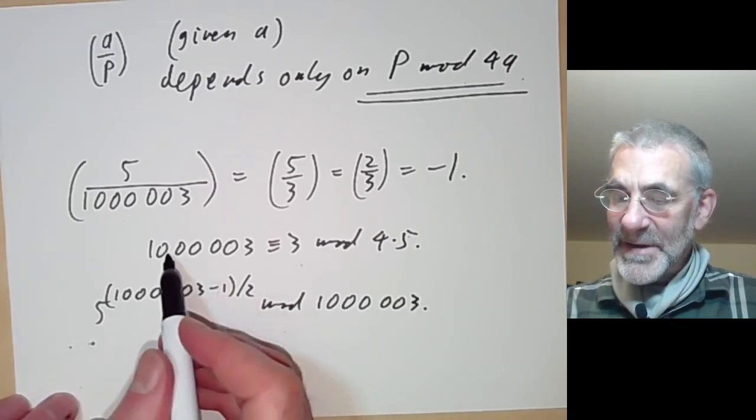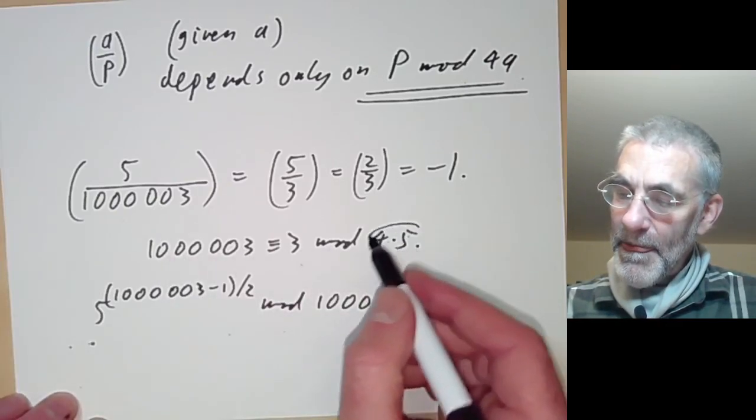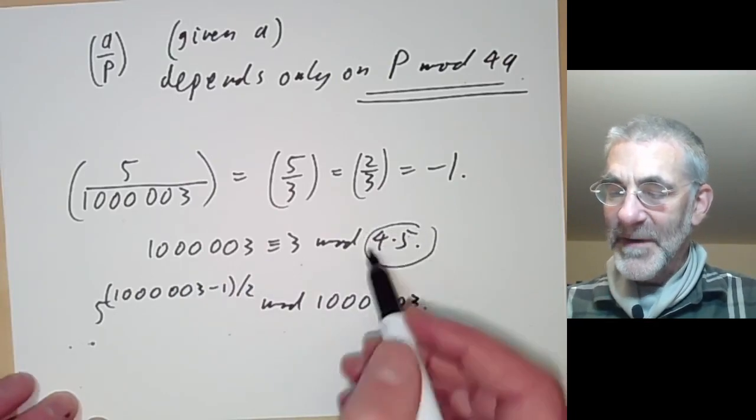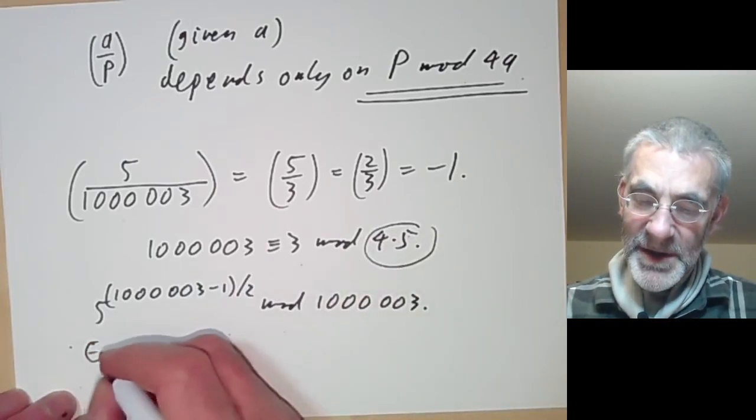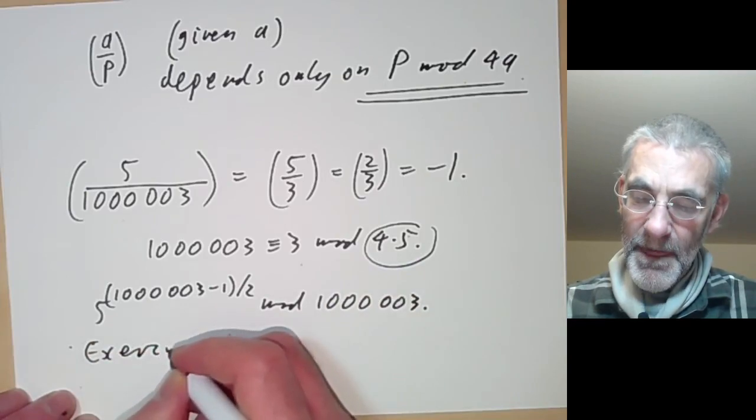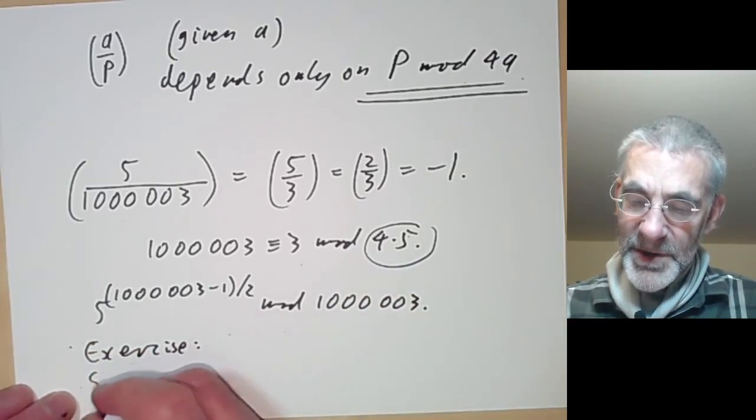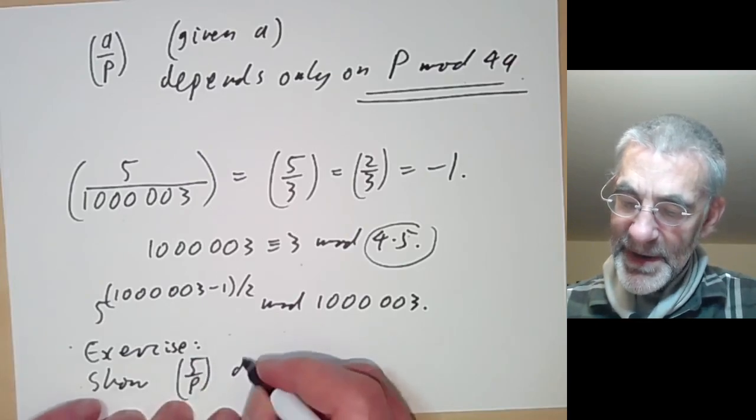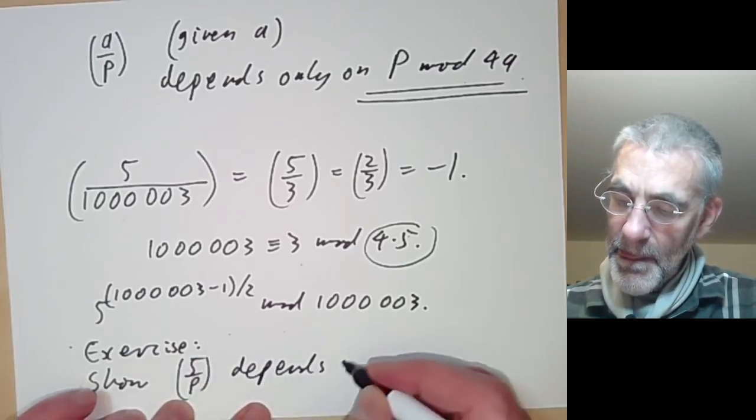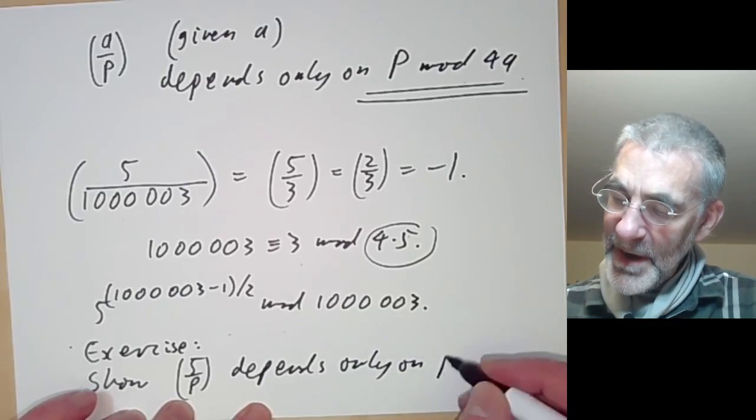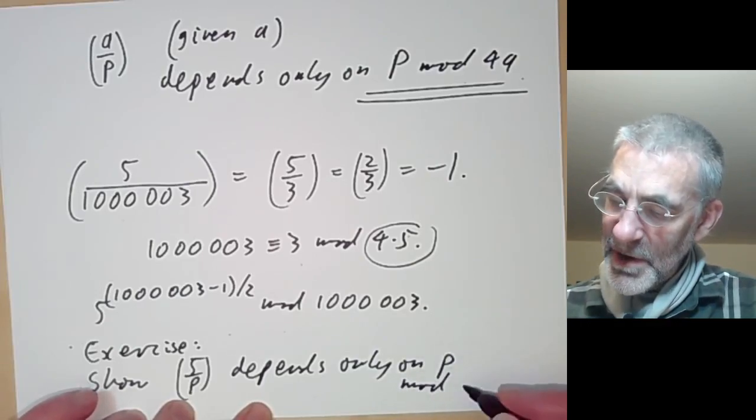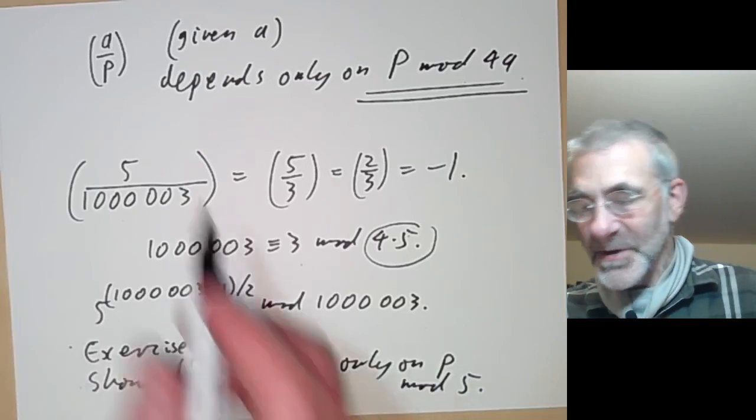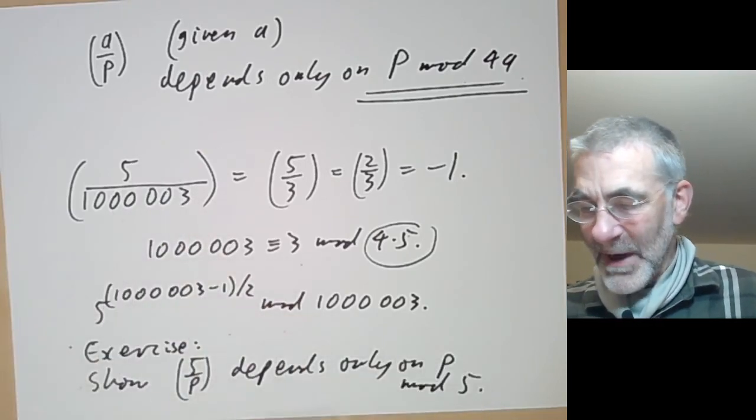Incidentally, when I said that this is true because these are equivalent modulo 4 times 5, in fact, this is not best possible. So I'm going to leave it as an exercise. Show that (5 over p) depends only on p modulo 5, which is the example we had at the beginning of this lecture. And using Gauss's lemma, you should now be able to prove this.